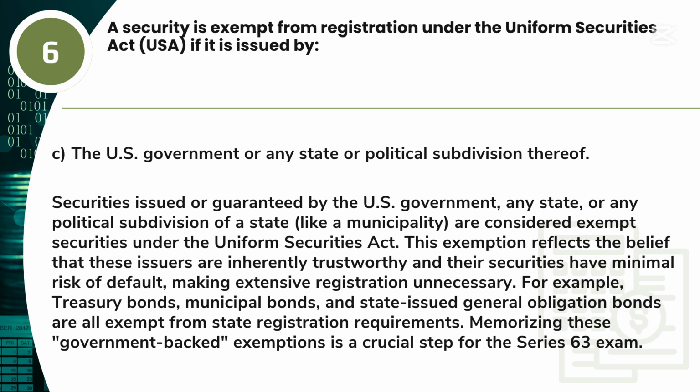Securities issued or guaranteed by the U.S. government, any state, or any political subdivision of a state, like a municipality, are considered exempt securities under the Uniform Securities Act. This exemption reflects the belief that these issuers are inherently trustworthy and their securities have minimal risk of default, making extensive registration unnecessary. For example, Treasury bonds, municipal bonds, and state-issued general obligation bonds are all exempt from state registration requirements. Memorizing these government-backed exemptions is a crucial step for the Series 63 exam.